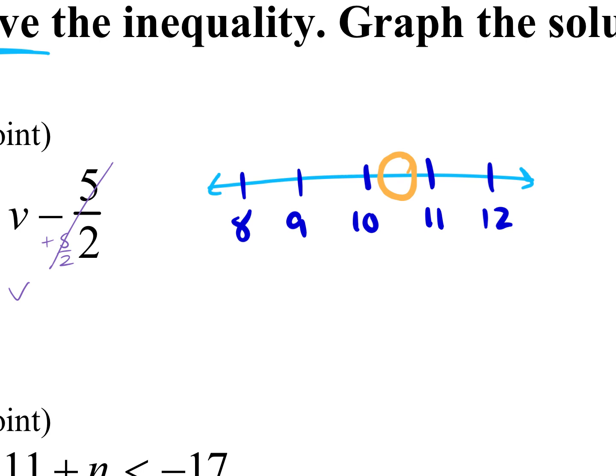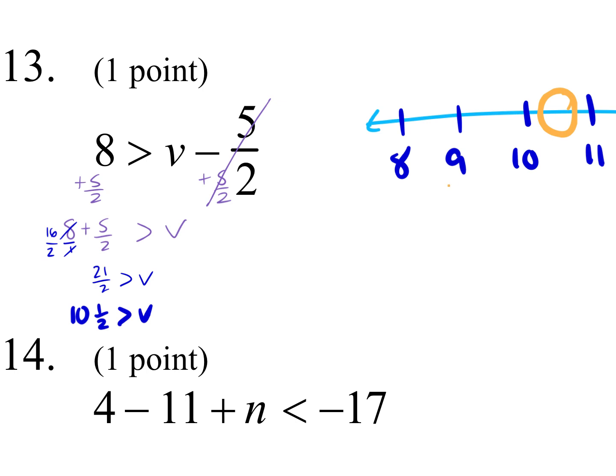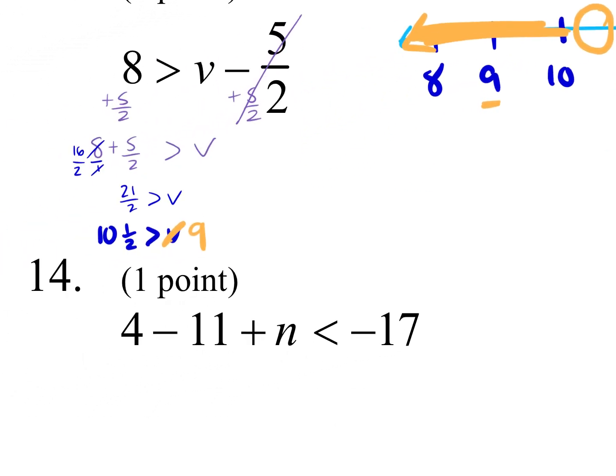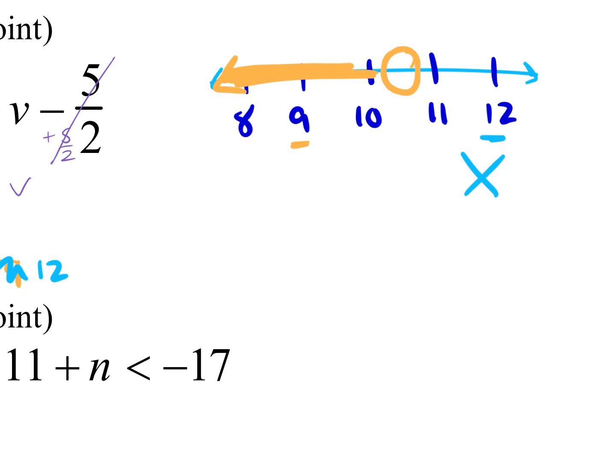And now to decide which way I'm going to shade, I could always just plug in a number. So like if I said 9, let's say I plugged in 9 for v. Is 10.5 greater than 9? Yeah, it is. So I would shade where 9 is. We can always test the other side too, just to be sure. So let's say I said 12, and I plugged in 12 here. Is 10.5 greater than 12? No, that's not true. So I wouldn't shade on this side. So I only shade where it's true. So I shade to the left.